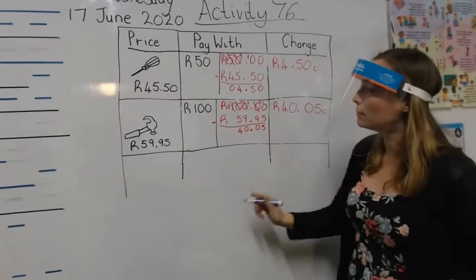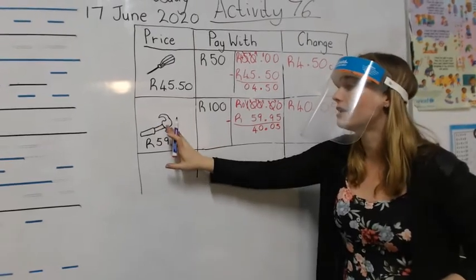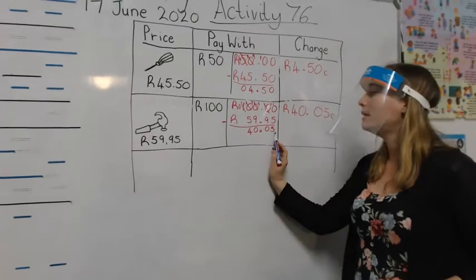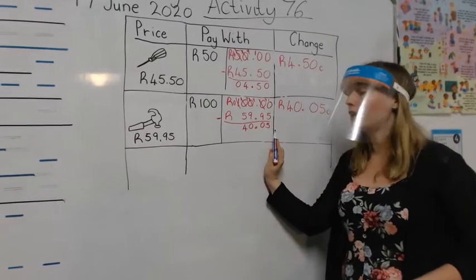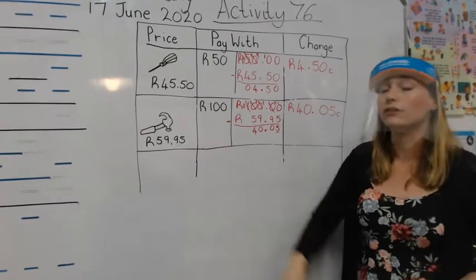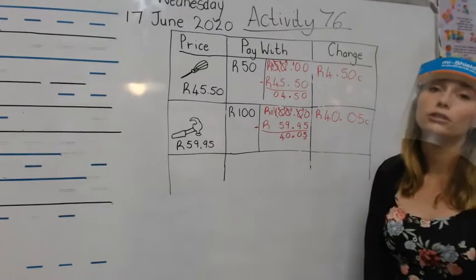Which makes sense because 59 Rand 95 is almost the same as 60 Rand. And if we take away 60 from 100, we'd be left with 40. But we need to also work it out accurately to make sure that that 5 cents is there for that 95, because it's not completely 60. So I would recommend that you do it the soldier sum way.